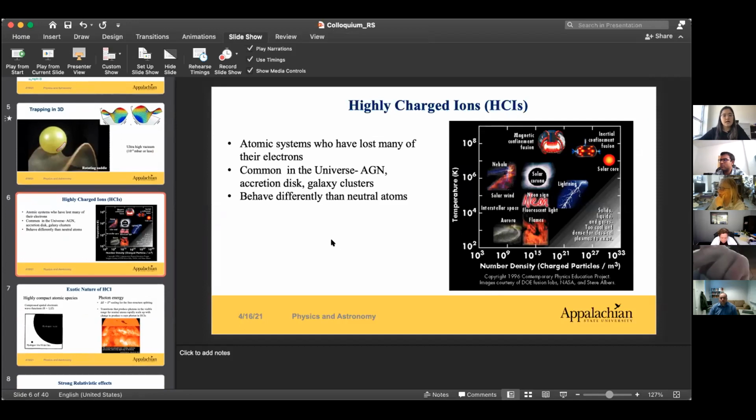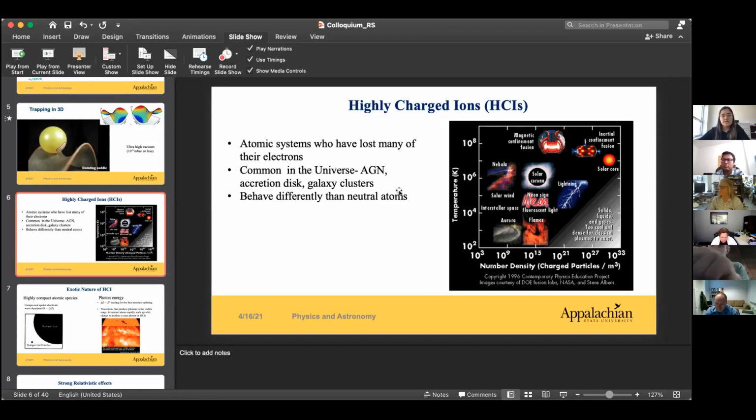So highly charged ions, as you know, if you think about an ion, is something where an electron is removed from the atom, so that's how it gets ionized. Now, if you think about heavier atoms, which have many electrons, and you are basically removing a large number of electrons from these systems, then you create what's called highly charged ions.